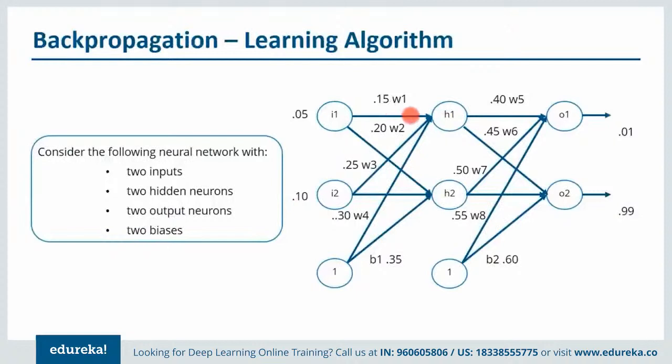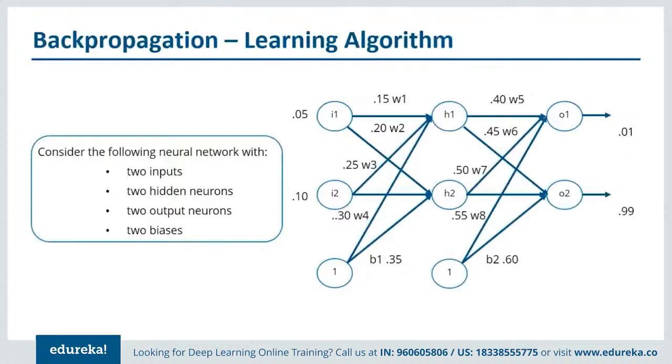So 0.15 is W1, 0.20 is W2. These are the weights, plus we have two biases as well. Now what we need to do is make sure that we have weights in such a way that we get output as 0.01 and 0.99. But let us see if we get that same output when we provide these weights.